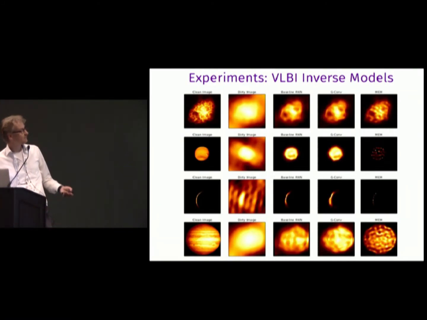There are a bunch of other tricks you have to do to make this work, but I'm skimming over those. So here's the clean image, and here's what we call the dirty image, which is basically the inverse Fourier transform of the subsampled measurements. That's really bad. Here is a baseline RNN, and this is basically our best version of it that needs to reconstruct this. And here are a bunch of results, and this is actually the best competitor, I think, the maximum entropy method.